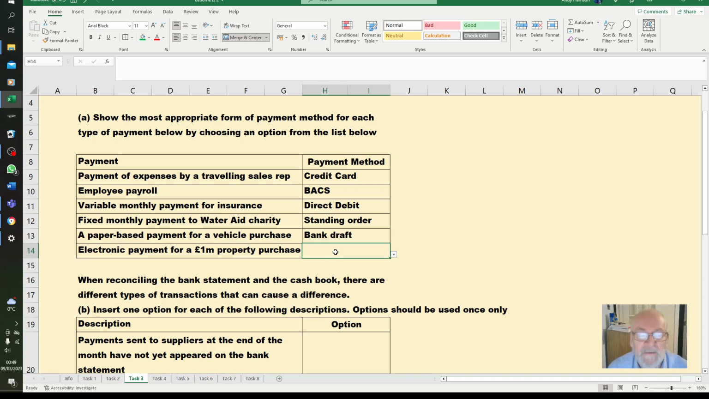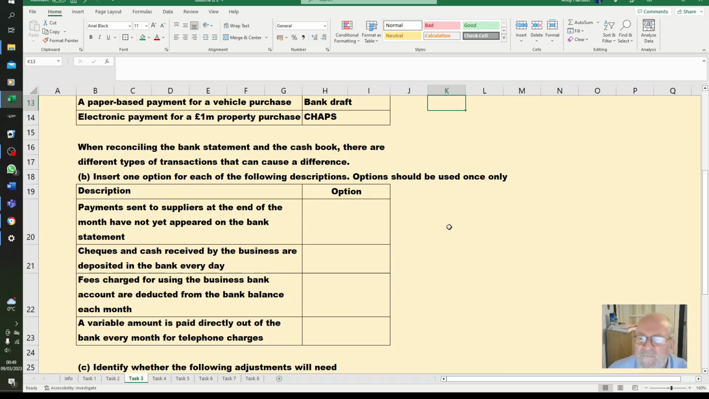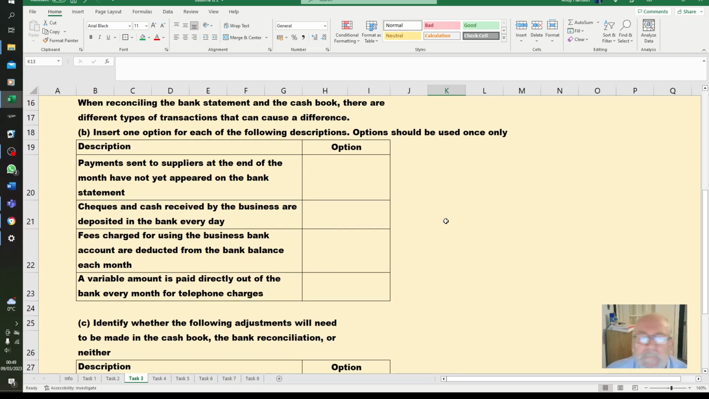Electronic payment for £1 million, a high amount, property, controlled by solicitors: CHAPS. Not too much problem, used to be task 1.